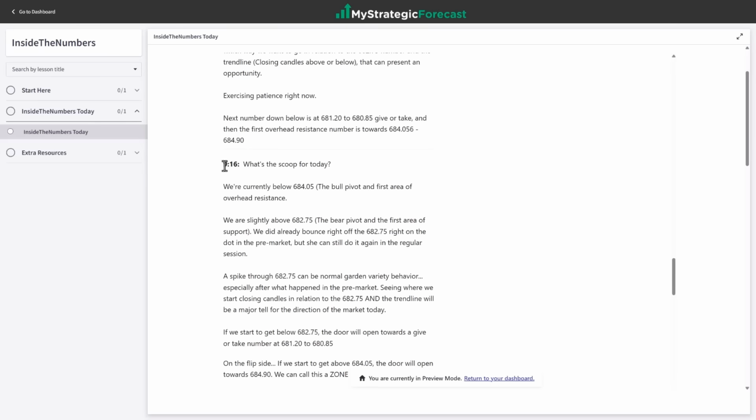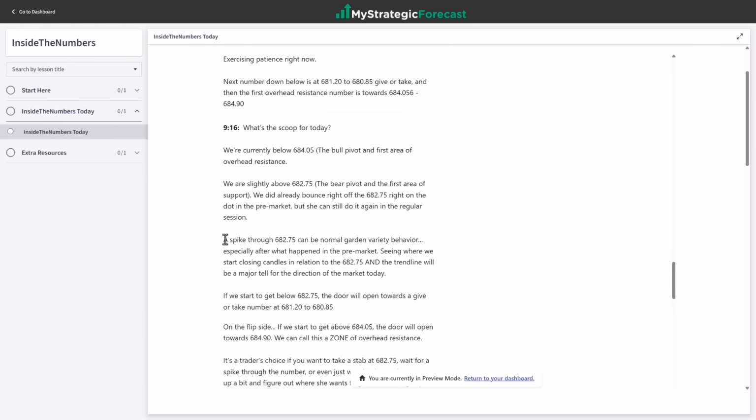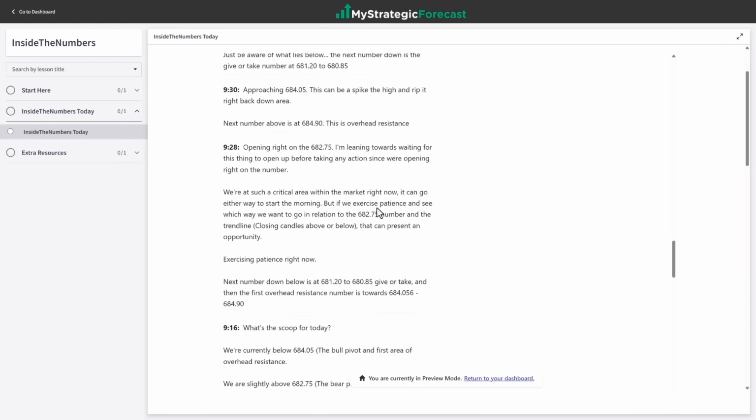As you can see at 9:16, what's the scoop for today? We were looking for a spike through 682.75 that could have been some normal garden variety behavior, but obviously we didn't get that opportunity. But as I say quite often, there's always another opportunity around the corner.